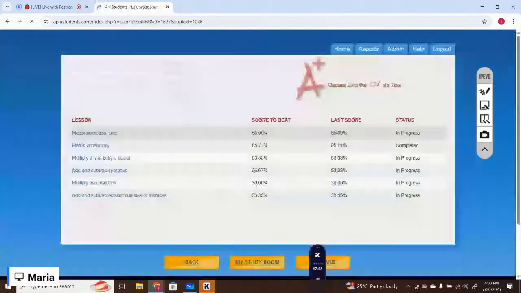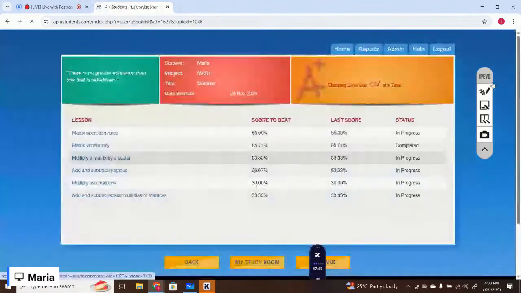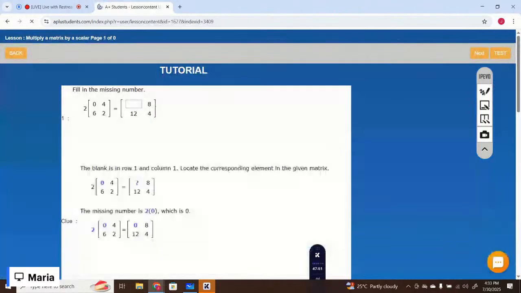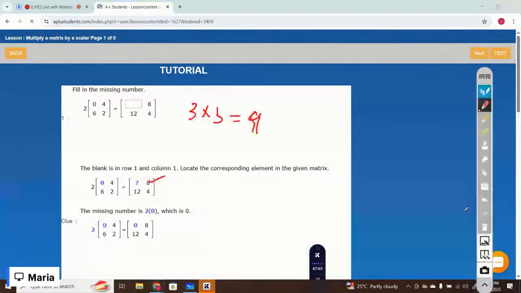Let me move on to the next lesson, multiply a matrix by a scalar. Multiplying a matrix by a scalar is very easy. You just have to multiply the matrix by the scalar. Like here we have 2. 2 is the scalar and this is the matrix. So you need to multiply 2 with 0, 2 with 4, 2 with 6, 2 with 2. So 2 times 0 is 0, 2 times 4 is 8, 2 times 6 is 12, 2 times 2 is 4. Got it?